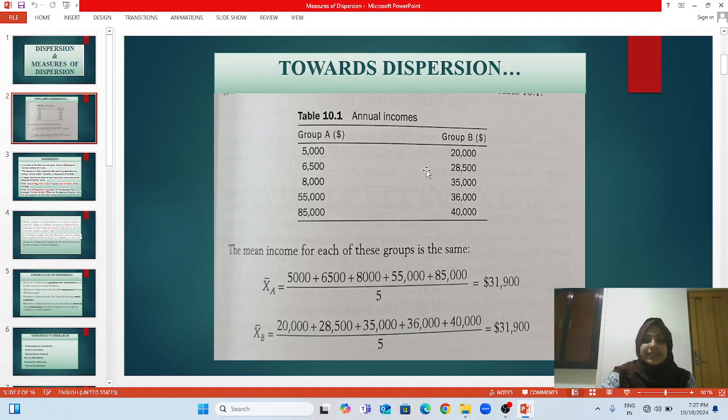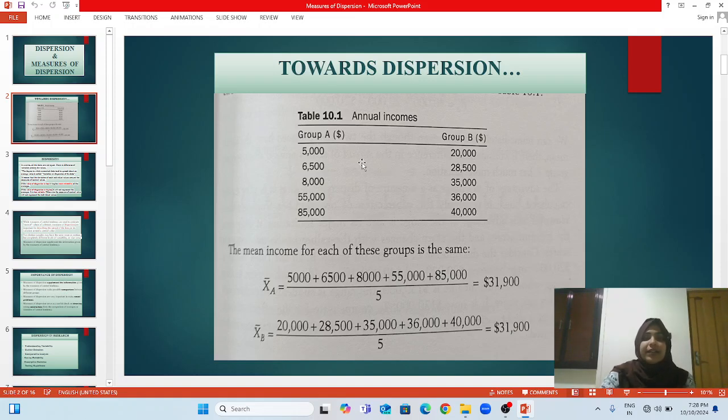So, let's consider the mean value. Let's calculate the mean value of these groups. Group A shows the mean value 31,900, and we are calculating the mean value of Group B incomes, and that is also 31,900. So we found that 31,900 is the common mean of Group A and Group B laborers' incomes.